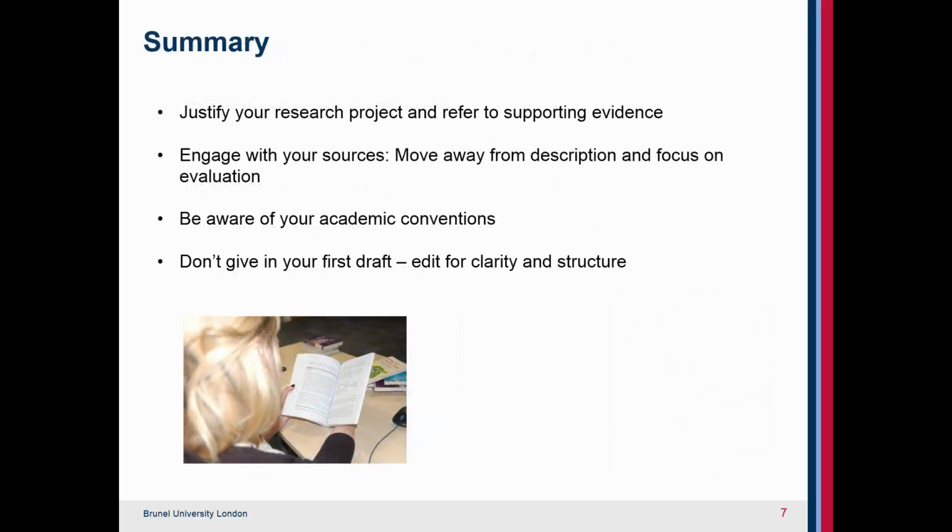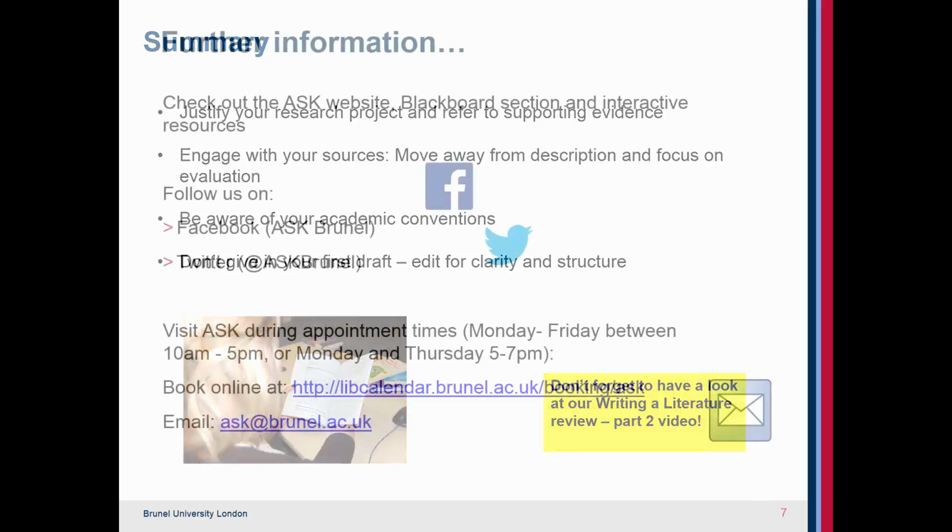In summary, justify your research project and refer to supporting evidence to help create a well-rounded literature review. Engage with your sources and move into the realm of evaluation. Be aware of your academic conventions and don't give in your first draft. Always allocate time to edit for clarity and structure. And remember, take a look at our Writing a Literature Review Part 2 video for further guidance.